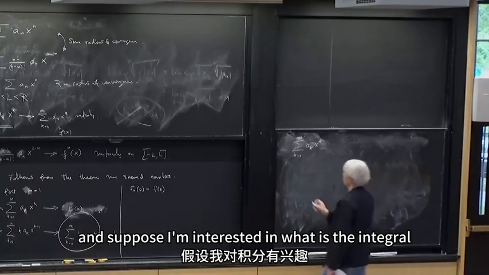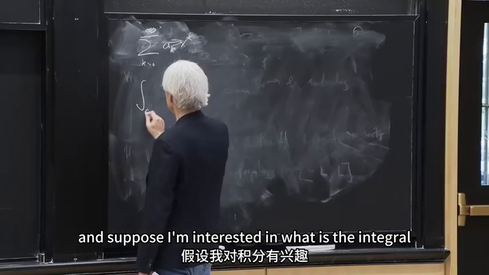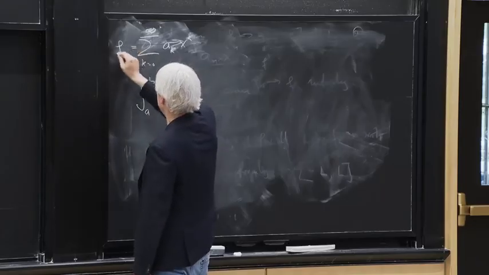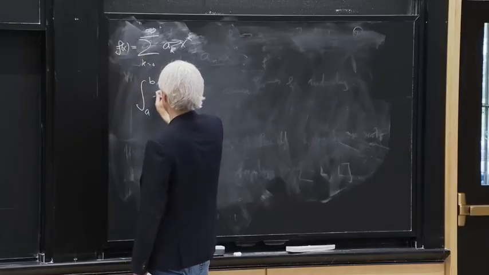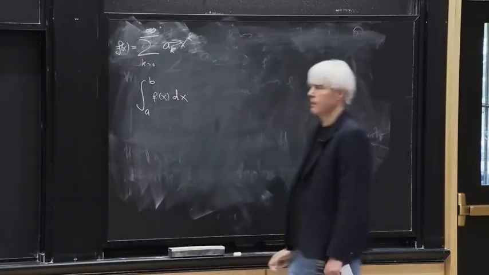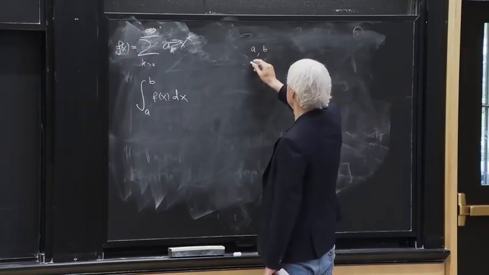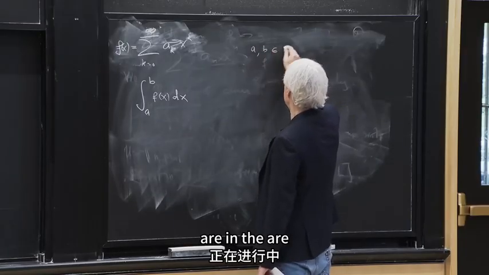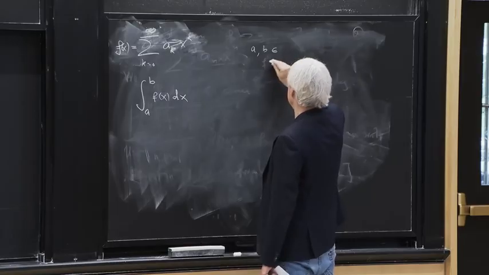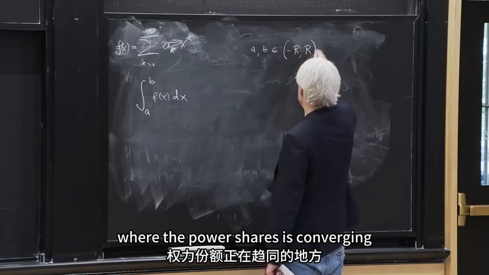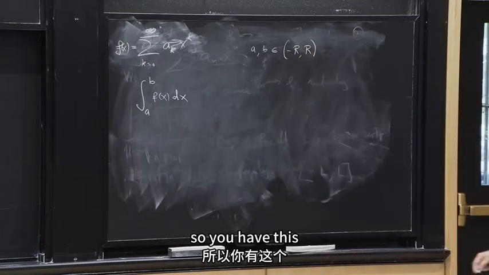And suppose I'm interested in what is the integral from a to b of this power series, f of x dx, right? And here I'm assuming that a and b are in the interval where the power series is converging. So you have this, right?